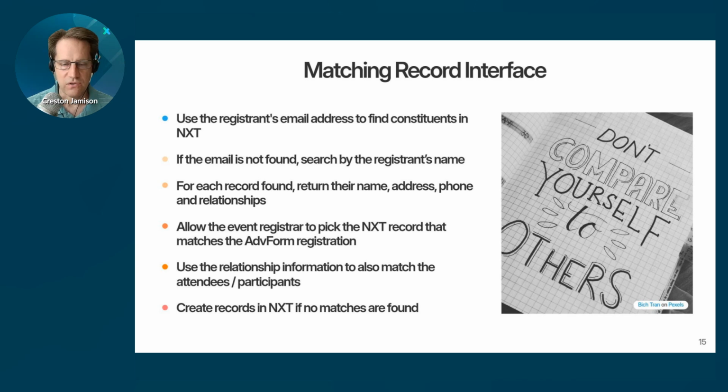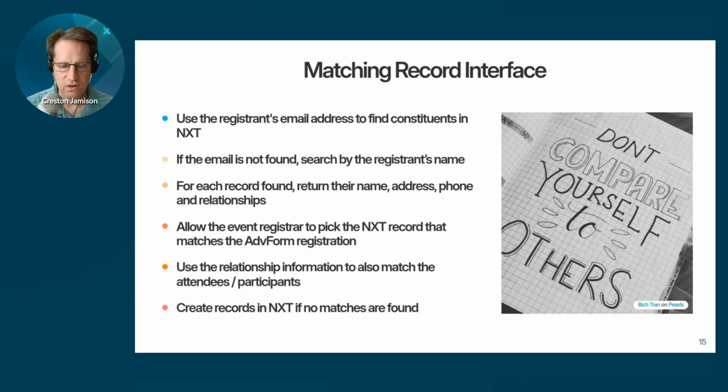And then with regard to the matching record interface, after some discussions, this is kind of the flow that we settled on. So one, use the registrant's email address to find constituents in NXT. Now, if the email is not found, then do a search by the registrant's name. And for each of the records found, either by the email or the name, return the name, address, phone numbers, and relationships for those records. Then, through an interactive process, allow the event registrar to pick the NXT record that matches the advancement form registration. And use that relationship information to also match the attendees and participants. So that's why we're pulling the relationship information.